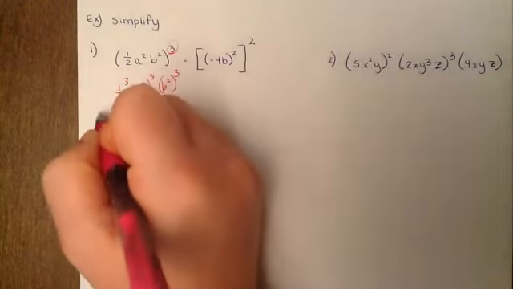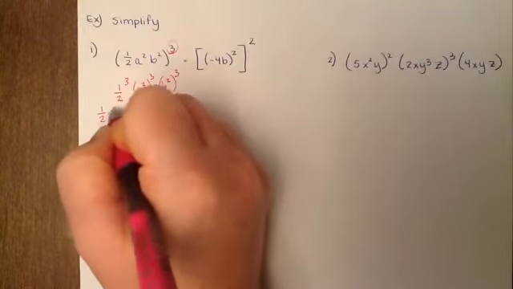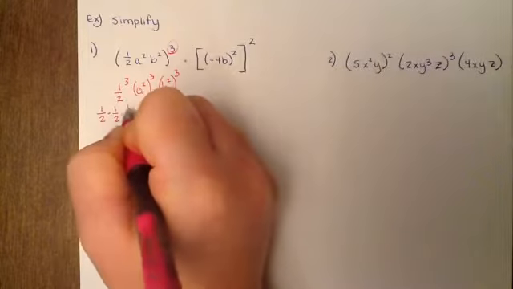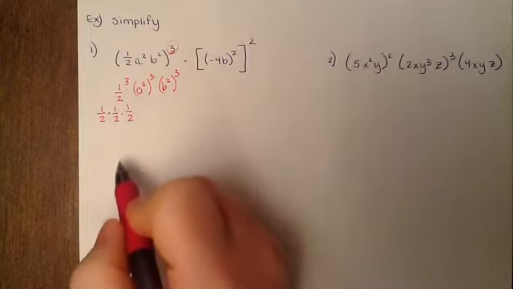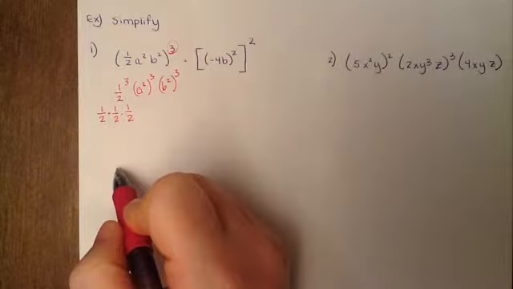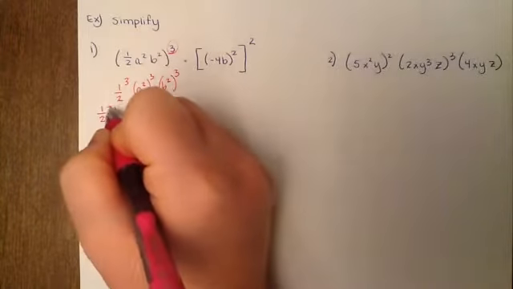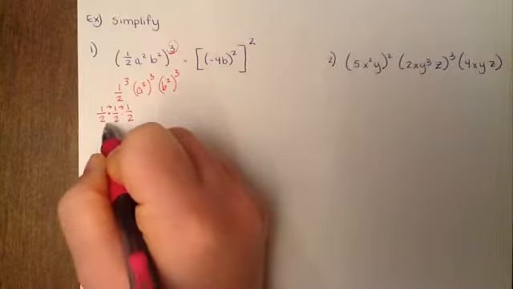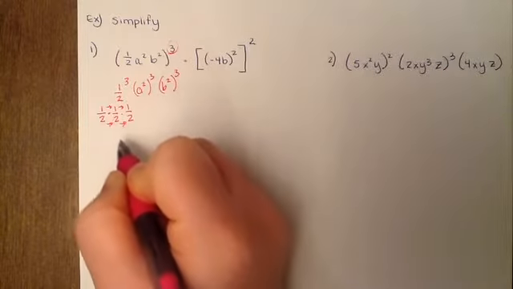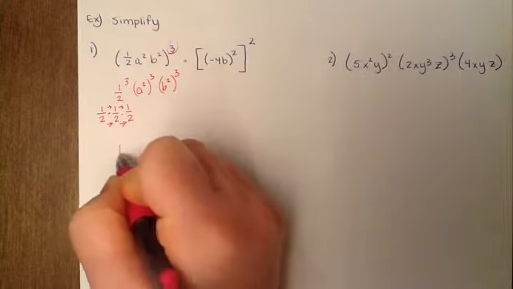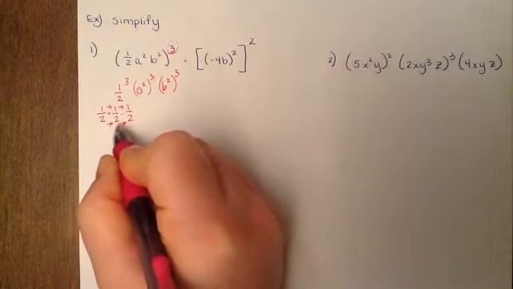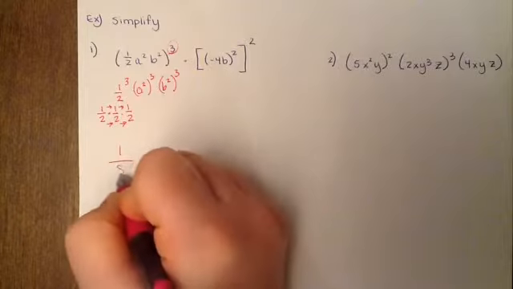1/2 cubed. So if I were to write that out, 1/2 times 1/2 times 1/2. 3 1/2s multiplied. How do you multiply fractions? Straight across the top, straight across the bottom. On top, what will we get? 1. And on bottom, 8.